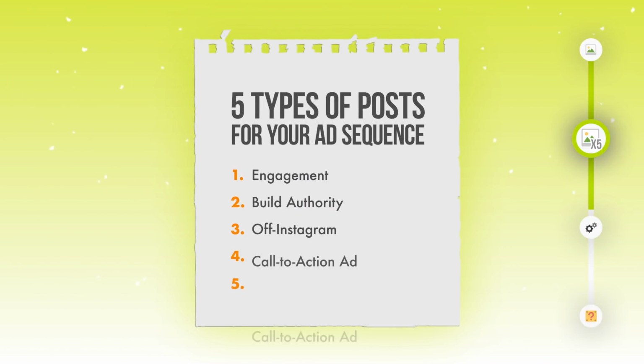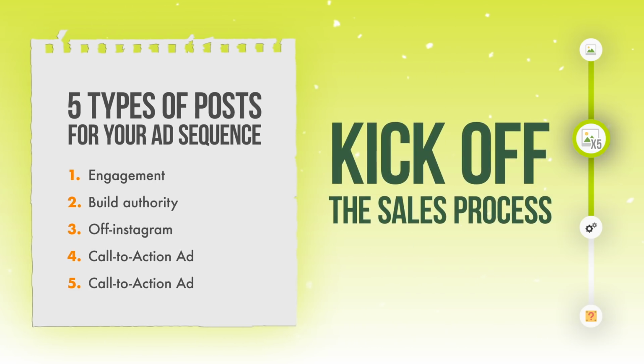4 and 5 is about creating a call to action ad. Now, this could be a free call to action where you're sending somebody over to a lead magnet or an opt-in, or it could be a paid product where you're sending somebody straight from the ad over to your sales page. Whichever route you choose, the objective is the same, to kick off the sales process.